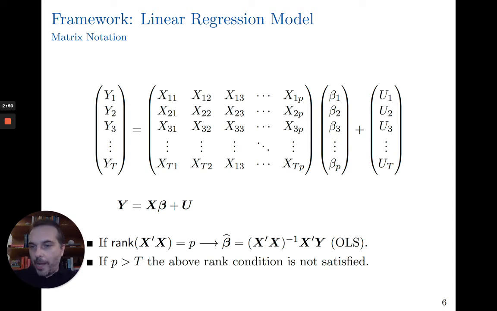We can write the linear regression in matrix notation. So just stack all your observations in a vector form or matrix form. So we have y = x beta + u, okay? And we know that if the rank of x prime x equals p, we have the OLS estimator that's defined by beta hat that you can see on your screens, okay? The problem is that this rank condition is not going to be satisfied when p is larger than T, okay?